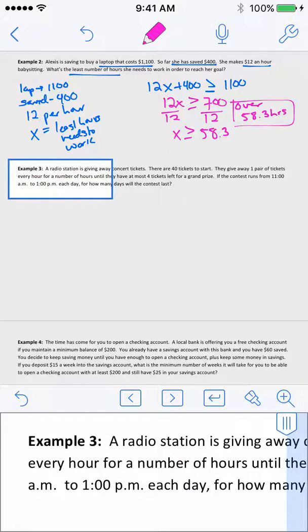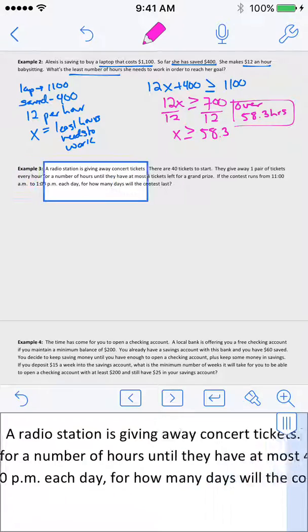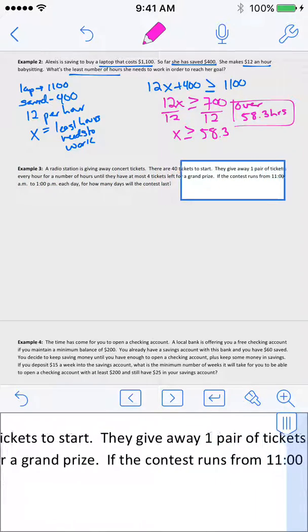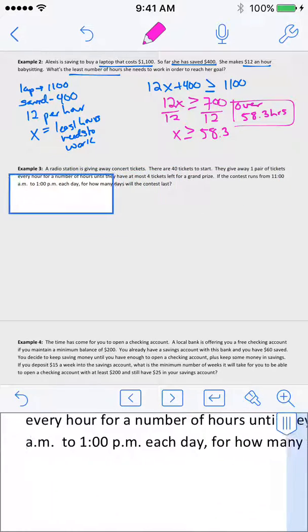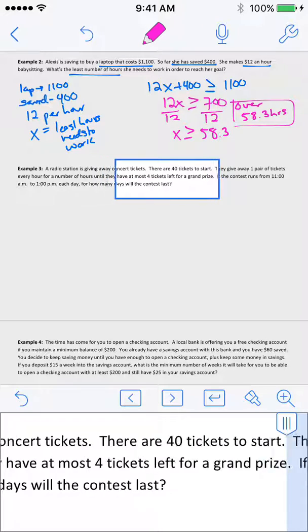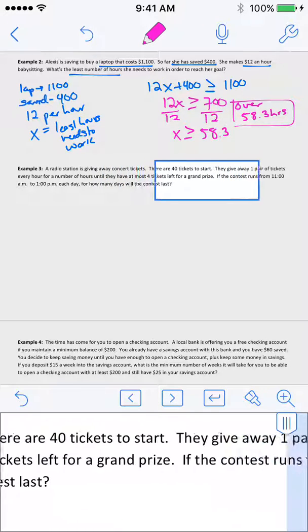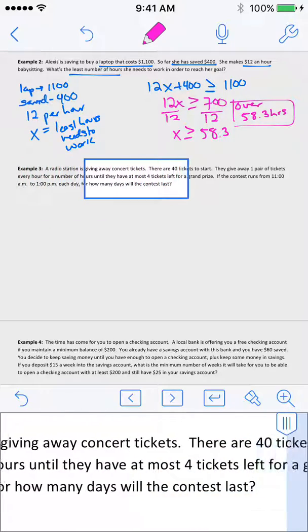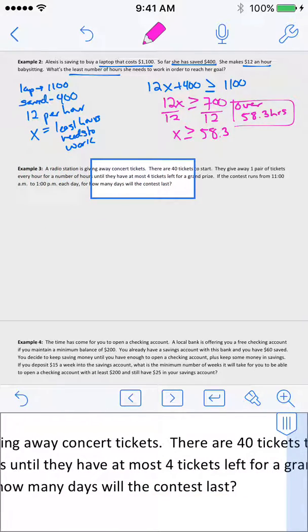Let's do another with example number 3. A radio station is giving away concert tickets. There are 40 tickets to start. They gave away 1 pair of tickets for every hour for a number of hours until they have at most 4 tickets left for a grand prize. If the contest runs from 11 a.m. to 1 p.m. each day, how many days will the contest last?